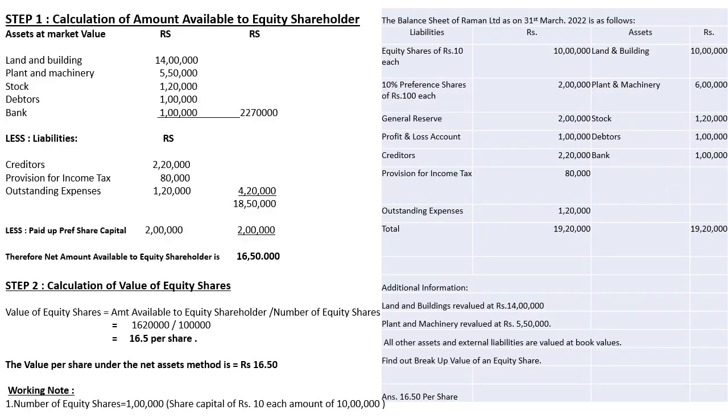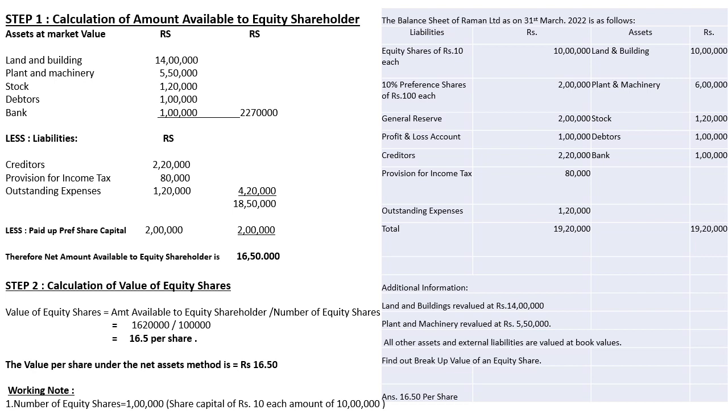So again we are going to solve this problem sum like problem sum number 2. We are going to calculate it in two steps. Step number 1 will be calculation of amount available to equity shareholders. Step 2 will be calculation of value of an equity share.